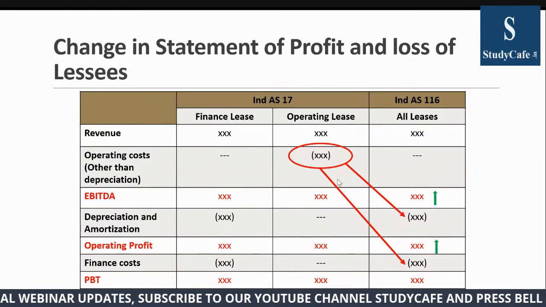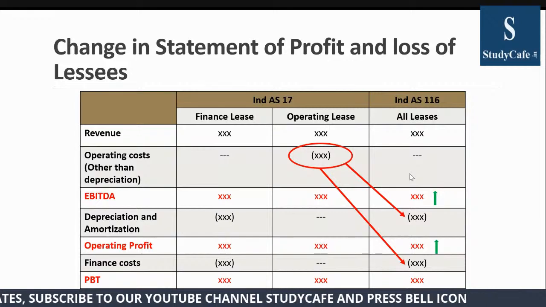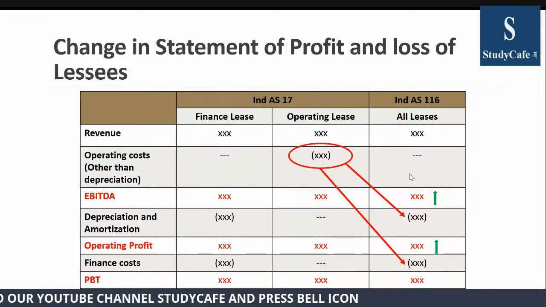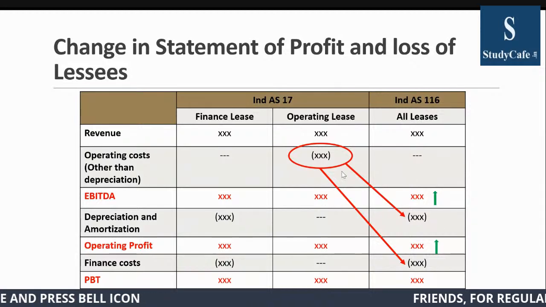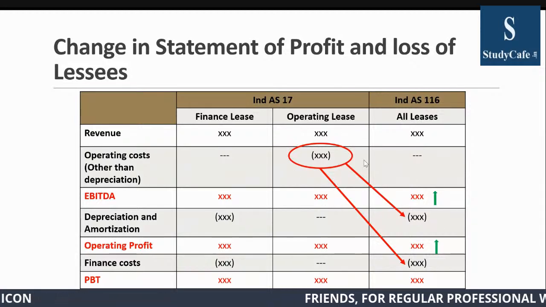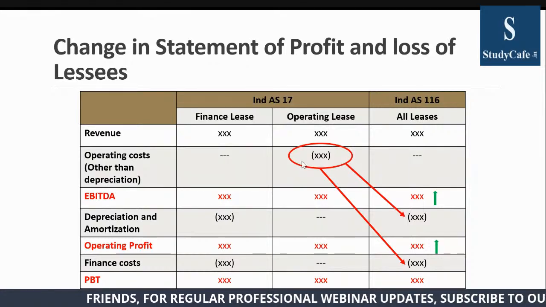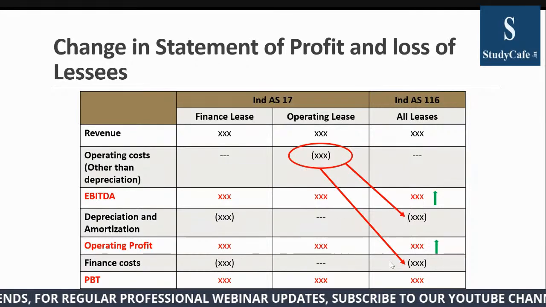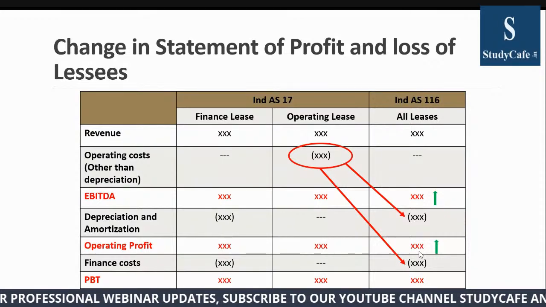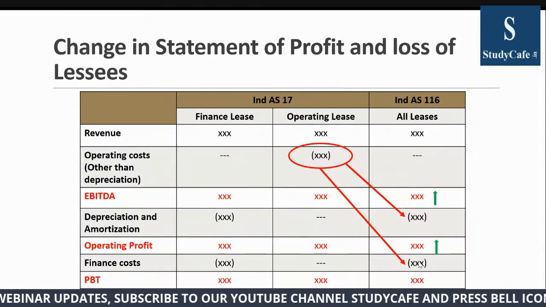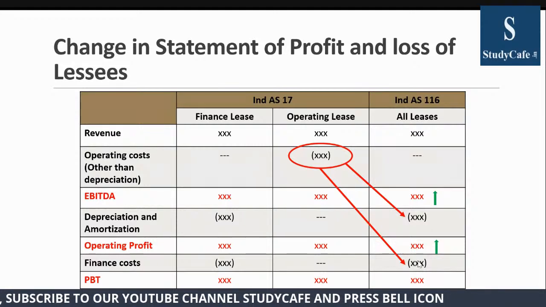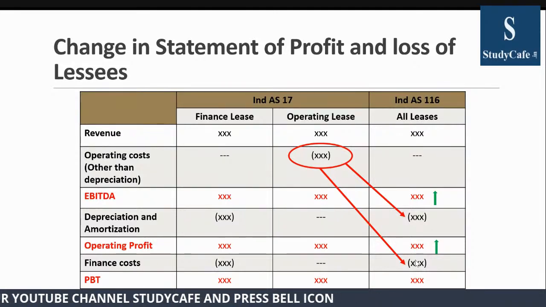Now, in Ind AS 116, since the concept of operating lease has been discarded completely, what happens is this expense of rental in the operating cost will be bifurcated into depreciation and finance costs. So in the P&L of lessees, as per Ind AS 116, depreciation will be charged and finance cost will be charged.